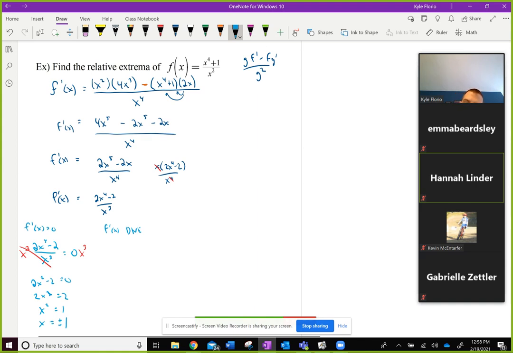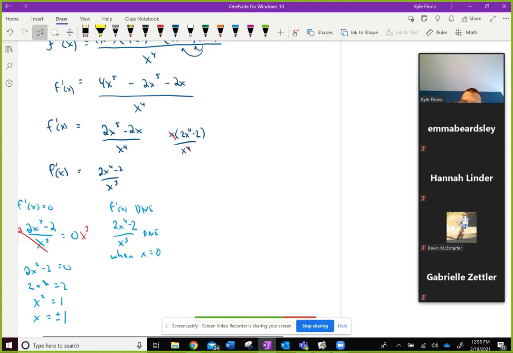Where does the derivative not exist? So that's when the denominator is 0. So when does 2x to the fourth minus 2 over x cubed not exist? Are you asking us right now? Yes, this is me asking you. When x is 0? Mm-hmm. Now here's a problem. So the plus or minus 1 are critical numbers. x equals 0 is not a critical number.